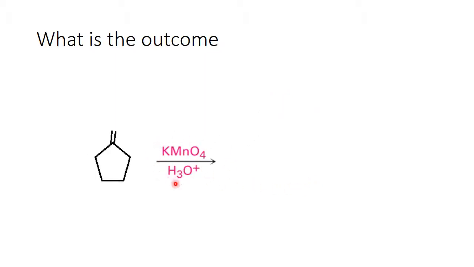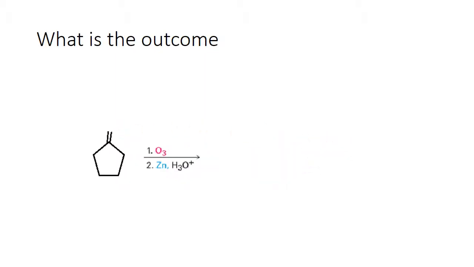So what is the outcome of this reaction? Potassium permanganate with methylene cyclopentane. The outcome of this reaction is that we do cleavage. When we do cleavage, anything that has hydrogens on it gets oxidized down completely. So this carbon has 2 carbons attached, so it only makes a ketone right here. But this carbon, because there's 2 hydrogens attached, it gets oxidized down completely.